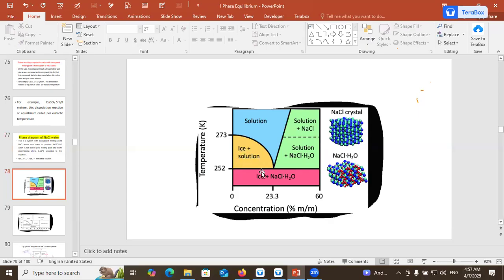Ice plus solution, ice plus sodium chloride dihydrate, sodium chloride dihydrate plus solution, and solution plus sodium chloride. This area is the solution only, this area is ice plus solution, this area is ice plus sodium chloride dihydrate, solution plus sodium chloride, and solution plus sodium chloride dihydrate.